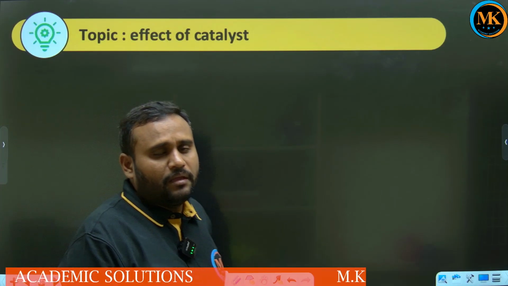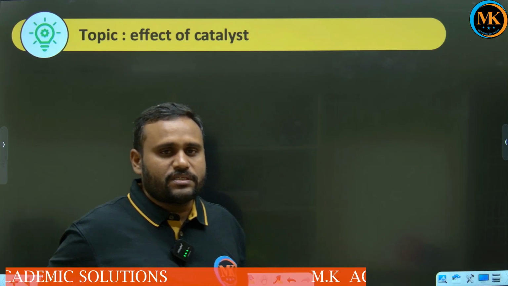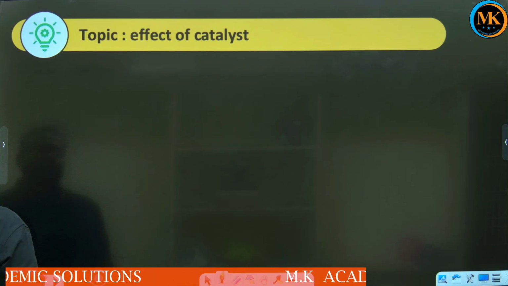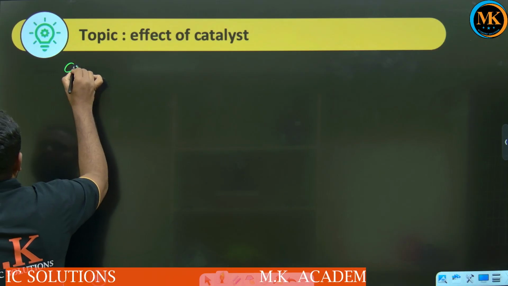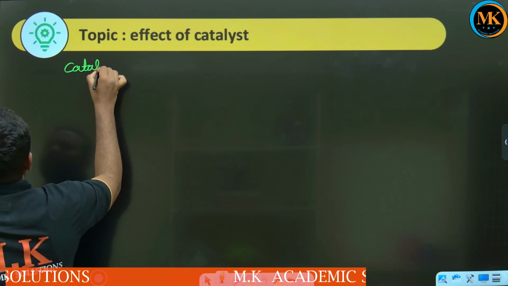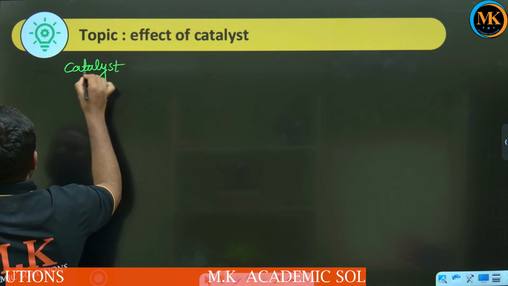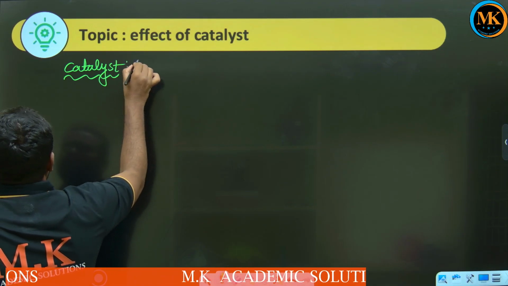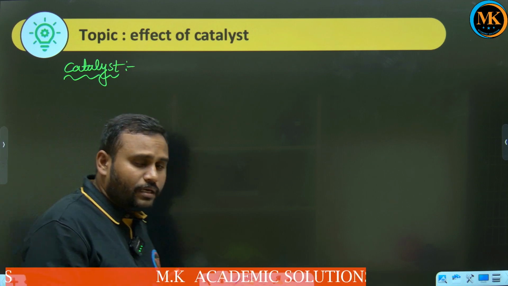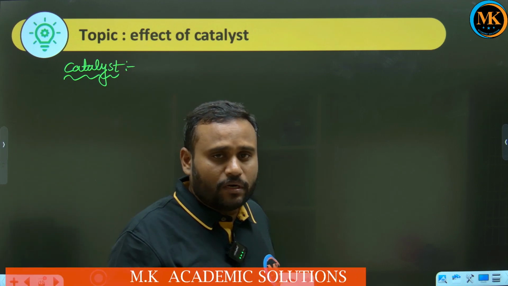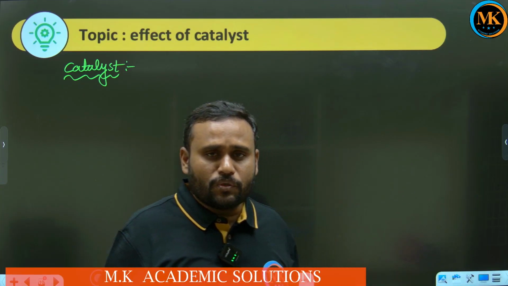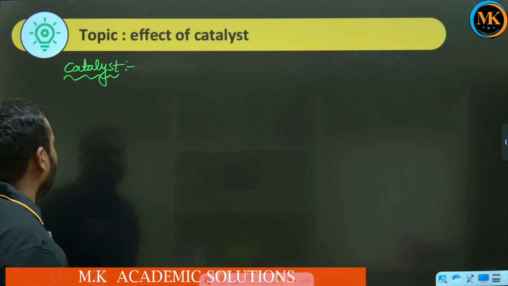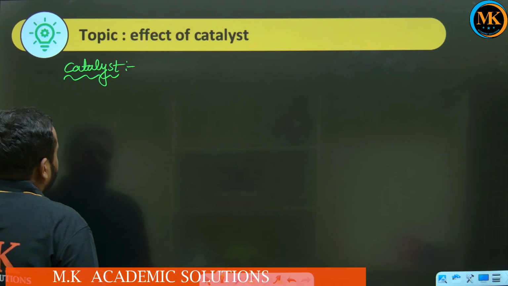Next, we'll see the effect of catalyst. First we need to see the meaning of catalyst. What is a catalyst? A catalyst is a chemical substance which can alter the rate of reaction without undergoing any change. That is known as a catalyst. How can we define a catalyst?